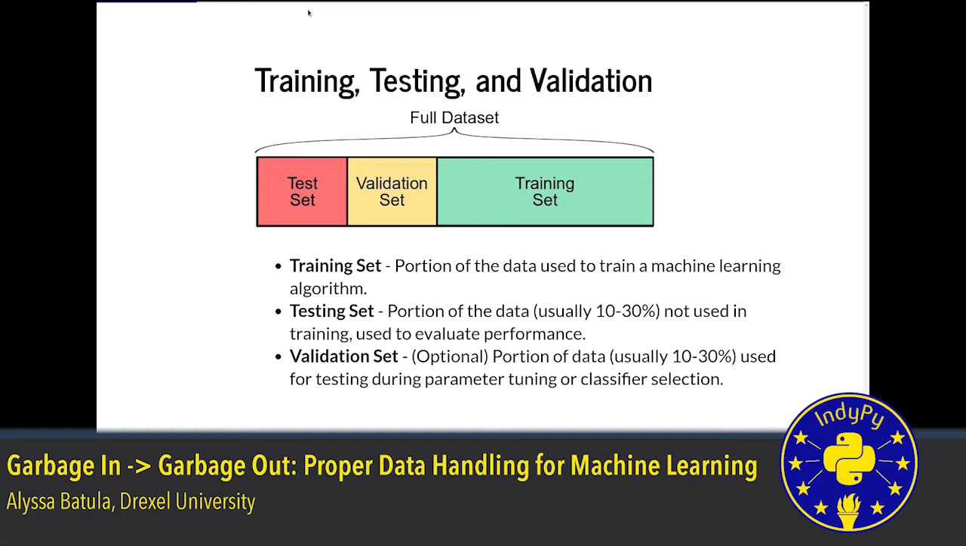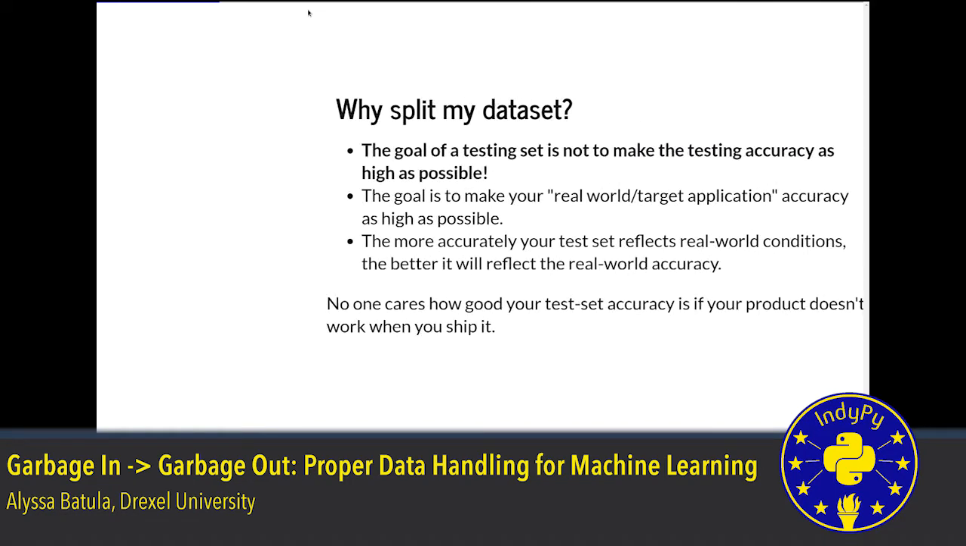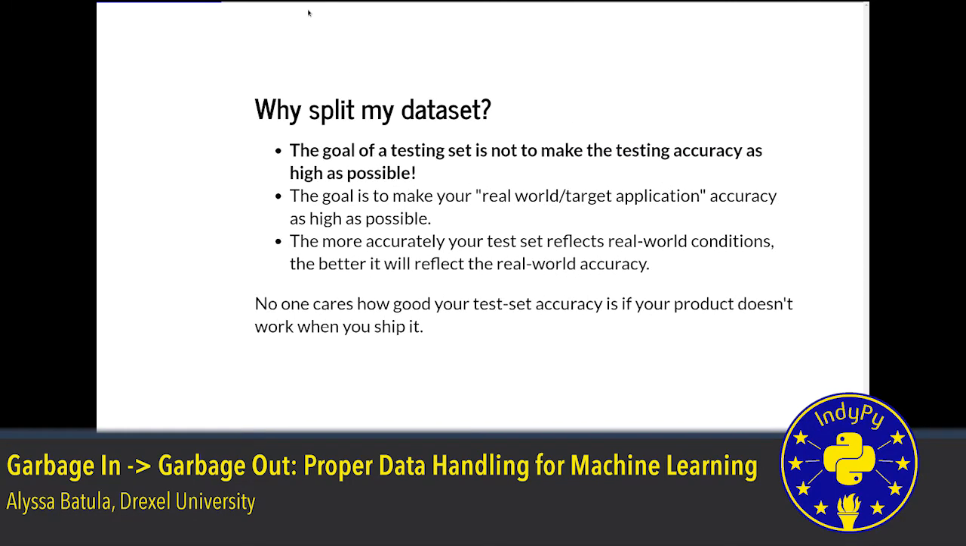Which leads to the question, why am I splitting my data set like this? The goal of your testing set and testing on it is not to make your testing accuracy as high as possible. It's really not. The goal is to make the real-world target accuracy of your final application, your final product, as high as possible. So the more accurately your test set reflects this unknown, uncertain data that your product will be getting in the real world, the better it's going to be.